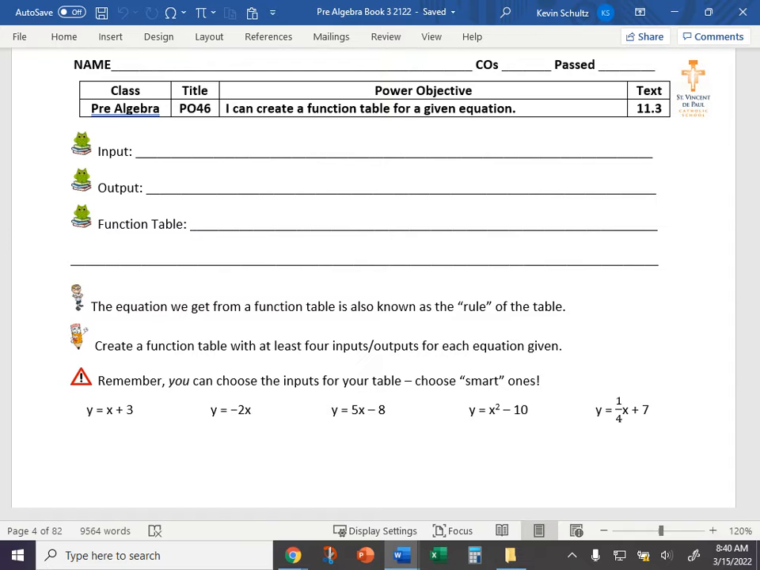PO46, creating a function table for a given equation. This is the first objective of Unit 8, and we're starting out with a few definitions, which are also going to be possible definitions on the quizzes that you'll begin having tomorrow. So make sure that you're getting these definitions down, and if you've got a question about it, something that makes sense, then do ask it, so that you're not left with an incomplete definition and then wouldn't be able to match it up on a quiz. So think about XY tables or function tables that you made before.